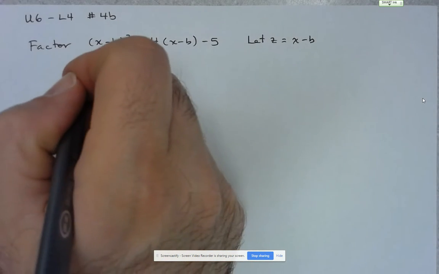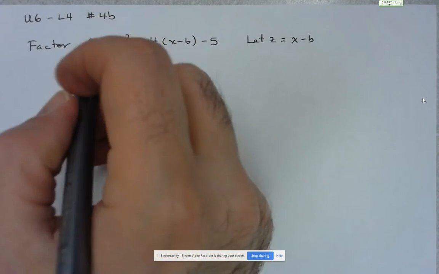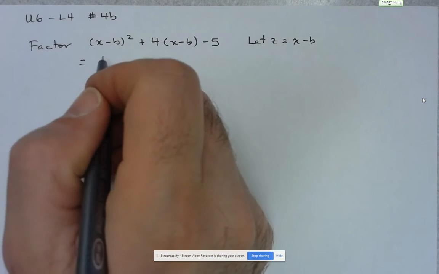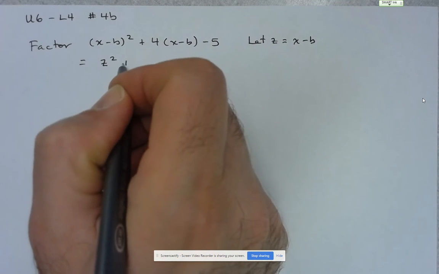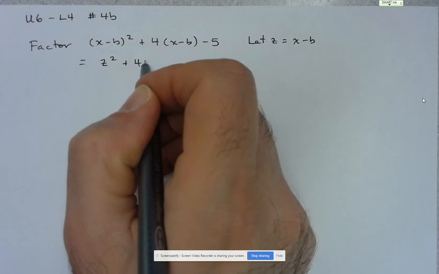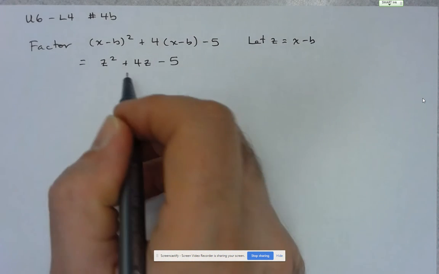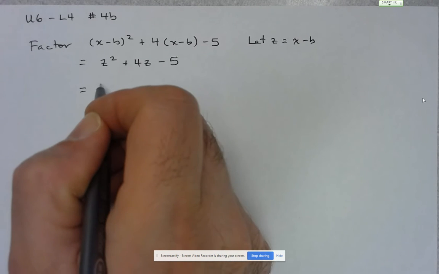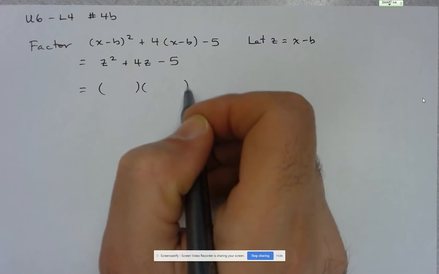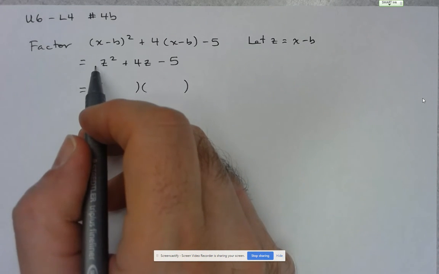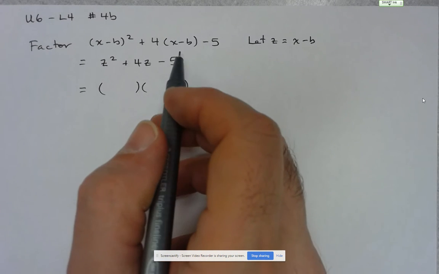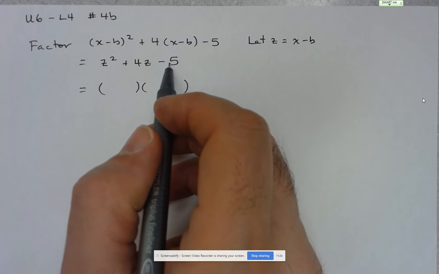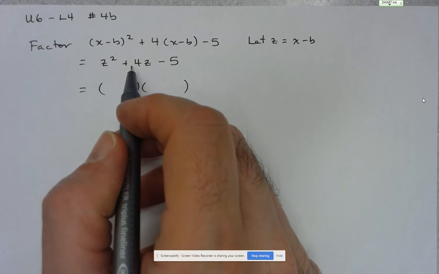So that means I can rewrite the given expression as, instead of x minus b, I'm just going to write z. So z squared plus, again, instead of x minus b, 4z minus 5. And now we get something which is much more familiar. So in order to factor this, all right, as a product of two binomials, since the coefficient of z squared is 1, I just have to find two numbers that multiply to negative 5 and add up to 4.